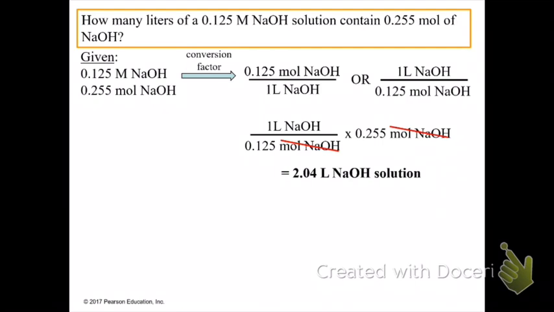So you can use this method using the conversion factor, or you can use the formula that I just showed you earlier.